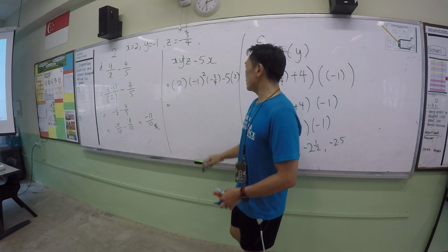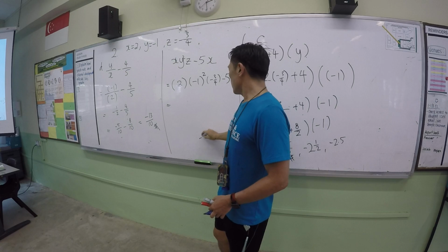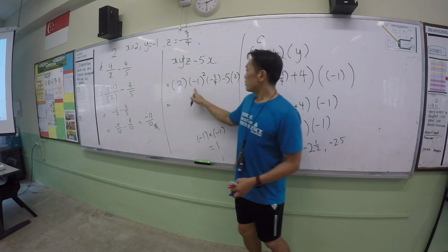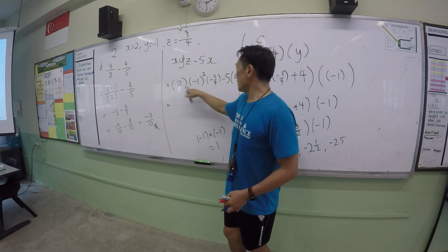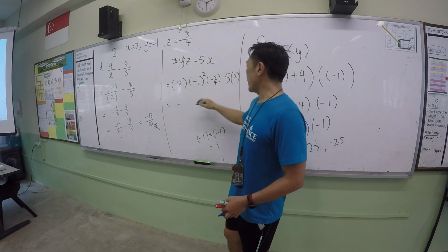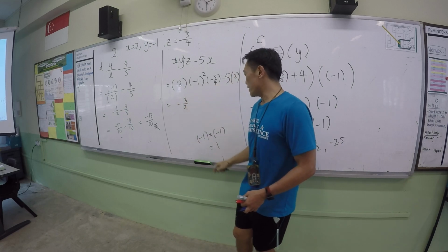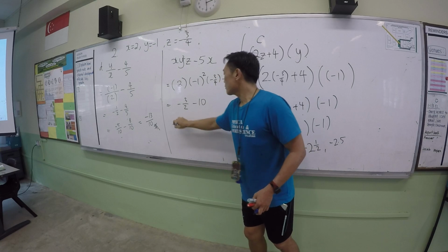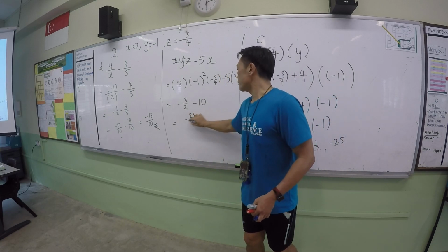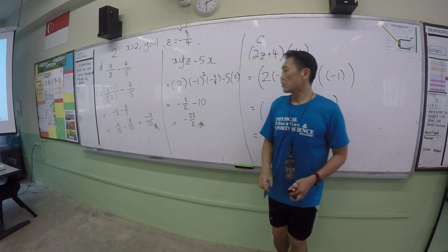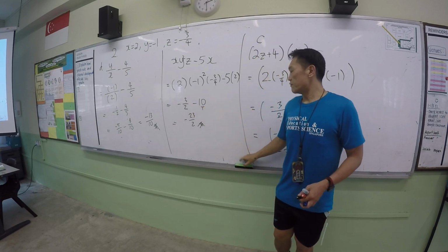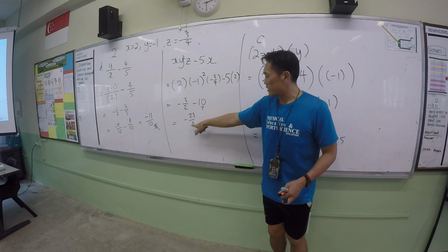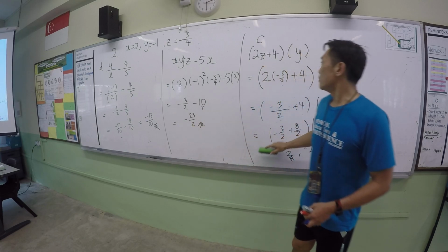Okay, so it's very simple. Negative 1 square, negative 1 times negative 1, negative negative become positive. So 1 times 2, positive, positive, negative, so negative. 2 times 3 over 4, cancel, become 3 over 2, minus 10, minus 23 over 2. Common denominator 2. 10 is 10 over 1, so become 20 over 2. Negative 3 minus another 20, negative 23 over 2. Okay?